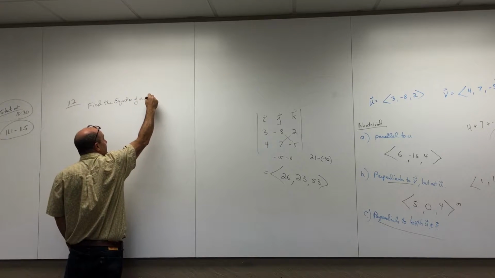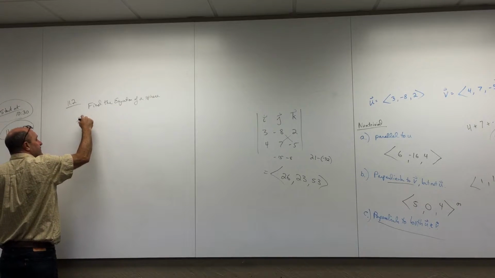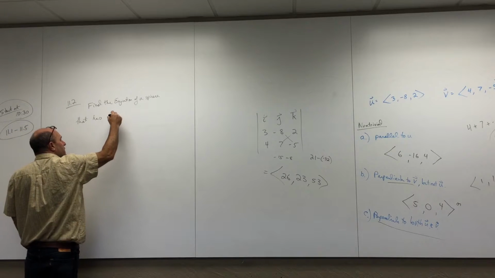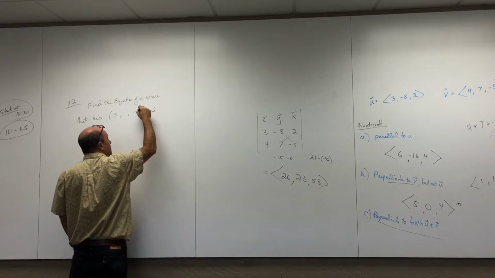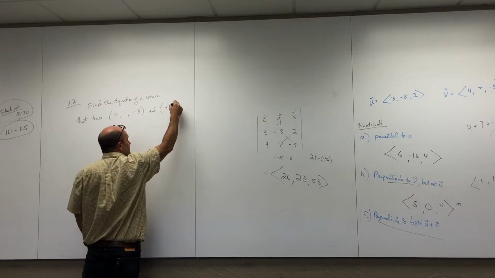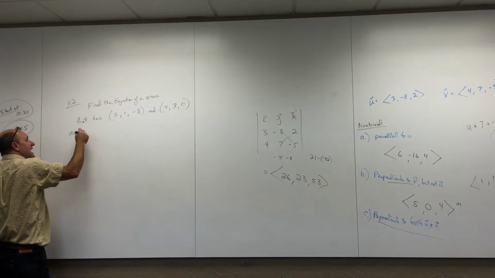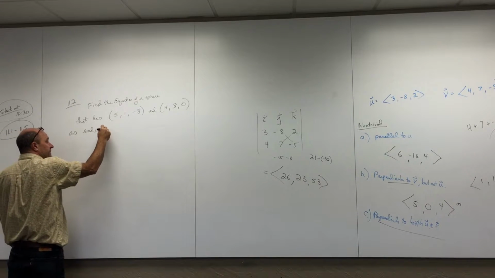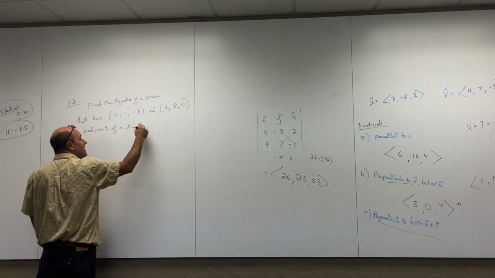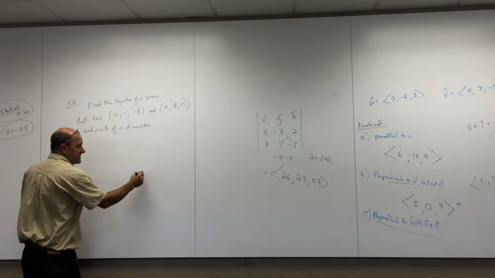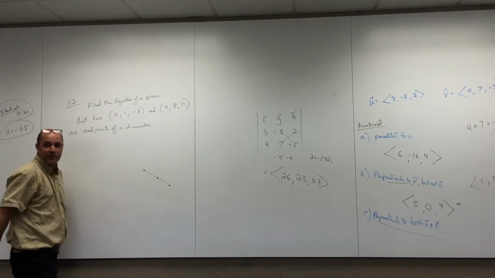I might word it a little differently, but it has (5, 1, -8) and (4, 3, 0) as endpoints of a diameter. So this is kind of a classic question. In this case, I do need to know how to find the midpoint. Don't you agree? Because if they just gave me two endpoints of a diameter, I need to find the center, and so I need the midpoint.